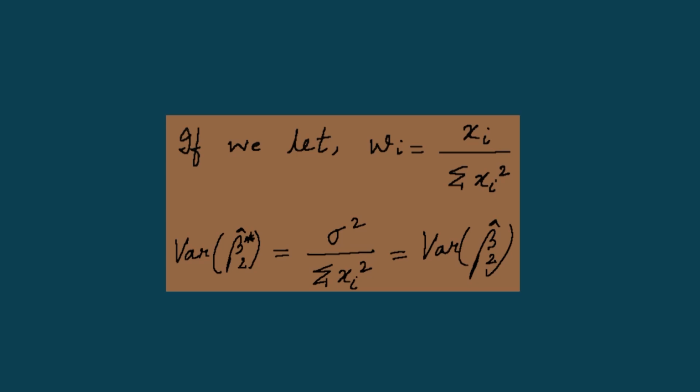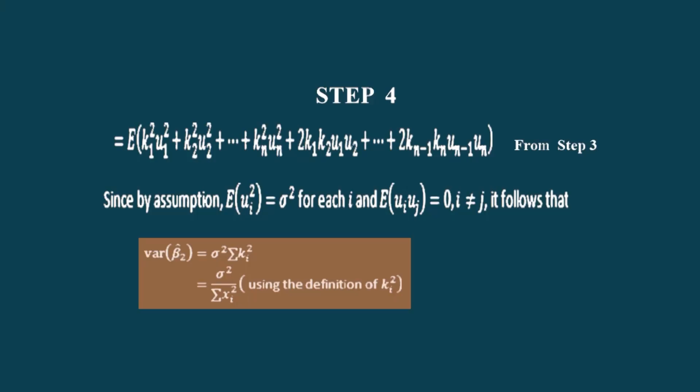So if we can write this as wi is xi by xi square, then the variance of beta 2 hat comes up as sigma square by summation xi square. That is the variance of beta 2 hat, which is basically the expression of the variance of the estimated slope coefficient. So in this particular derivation, in the very beginning we started with the variance of beta 2 hat, which is sigma square by summation xi square, and that is what we are required to prove.